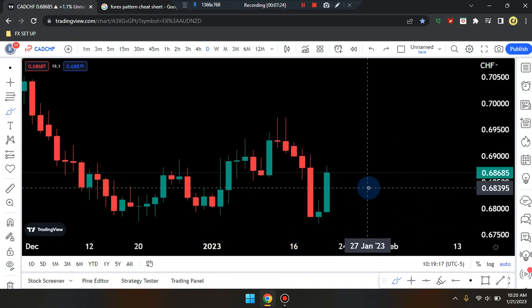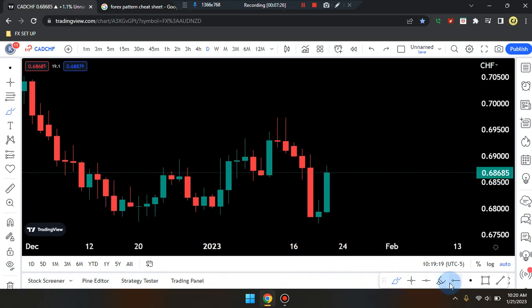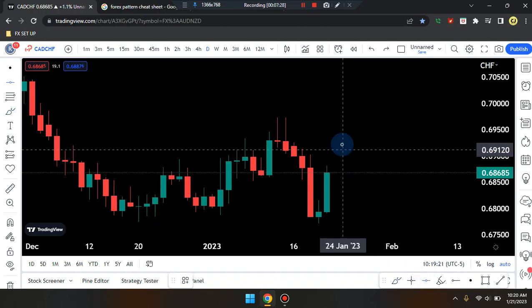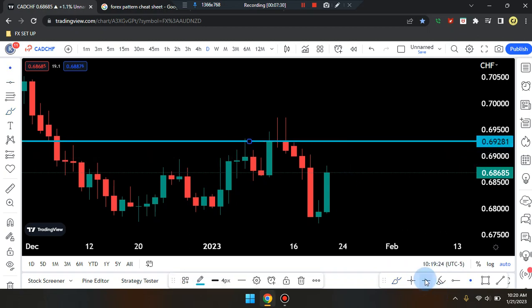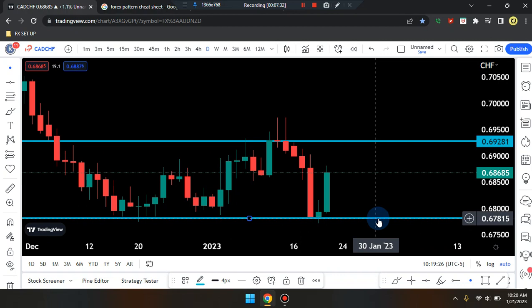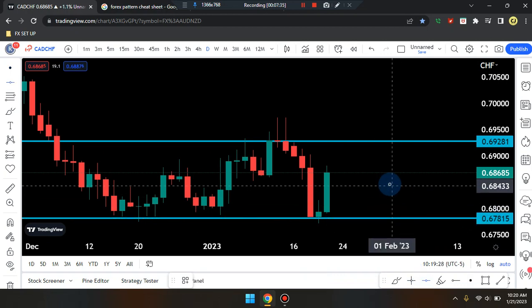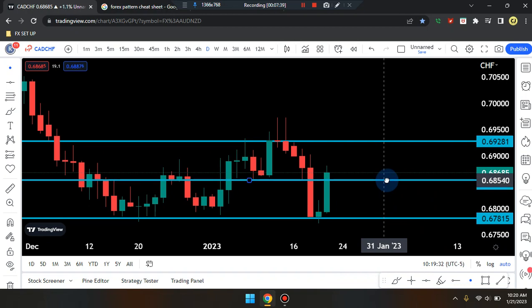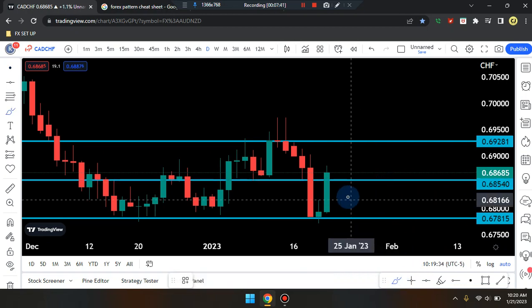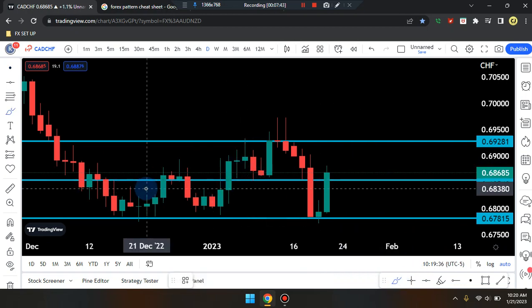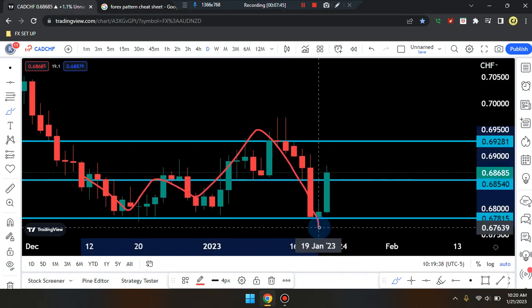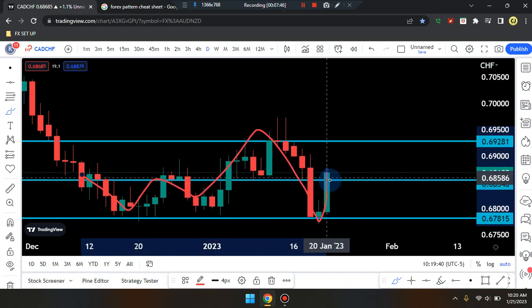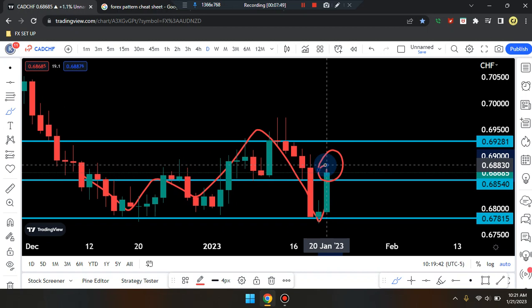So let's add the resistance. Let's add the support. And let's add the midpoint. And let's take a look at what's happening now. So what's happening now is that price action did what? Price action spiked a low. So we know we came from that first, second, third, fourth retest, spiked a low, pushed up, broke through the midpoint. And now we're looking to see what's happening in that area.